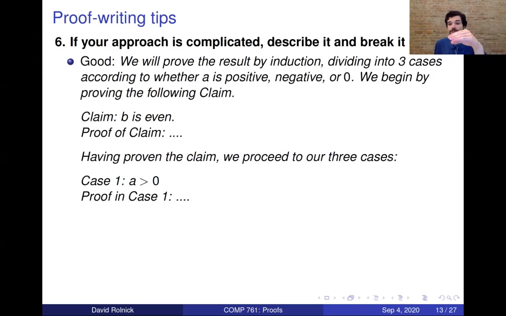Now notice what I've done here. I've taken a statement that will be useful and I have separated it into a separate part. Some people call this a lemma. So you could call it a claim or a lemma or even a proposition if you want to be really fancy. But you don't have to worry about propositions and theorems really here. If this is a separate thing, make it a separate thing. Say what you're going to prove, and then come back to the main thing, saying, "Having proven the claim, we proceed to our three cases." And then break out your three cases, specify them exactly. "Case one: A is greater than zero. Proof in case one: blah, blah, blah." Then go to case two: A is less than zero. Proof of case two, and so on.